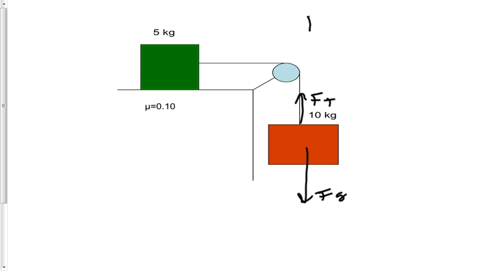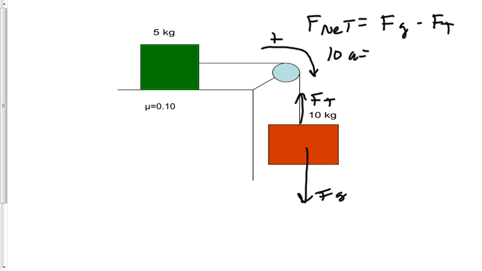We then get force net is equal to force gravity minus force tension. We believe the system will accelerate this way, so we'll still keep that direction being positive. So we get 10A is equal to 10 times 9.8 minus force tension, or 10A equals 98 minus force tension.